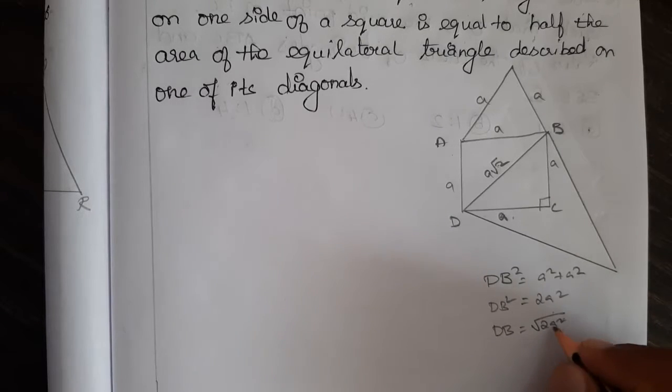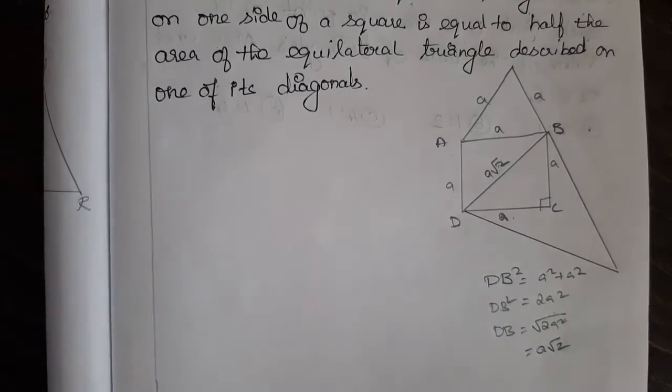So DB square is 2A square, and DB is equal to square root of 2A square. For A square, the root will be cancelled, for 2 the root will remain. So A square root of 2. That is what I have written here. You know these things already, so these steps need not be included here. Directly you can choose it.